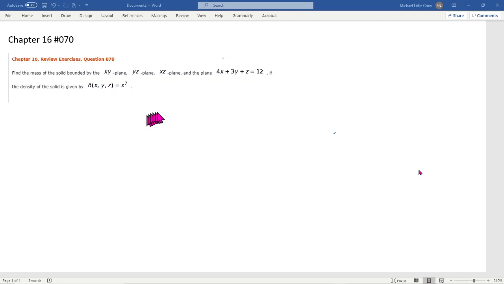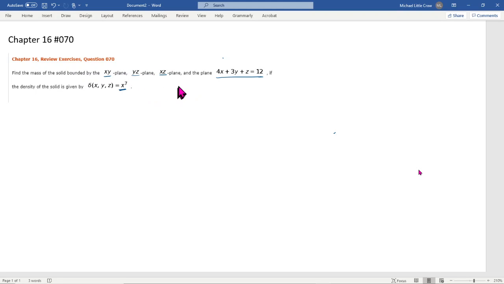So for this question from Chapter 16, we are given a density function that we need to integrate, and we're involving the xy, the yz, and the xz planes with this as our equation of the plane. And since it's bounded by x, y, z, so those are going to limit us.